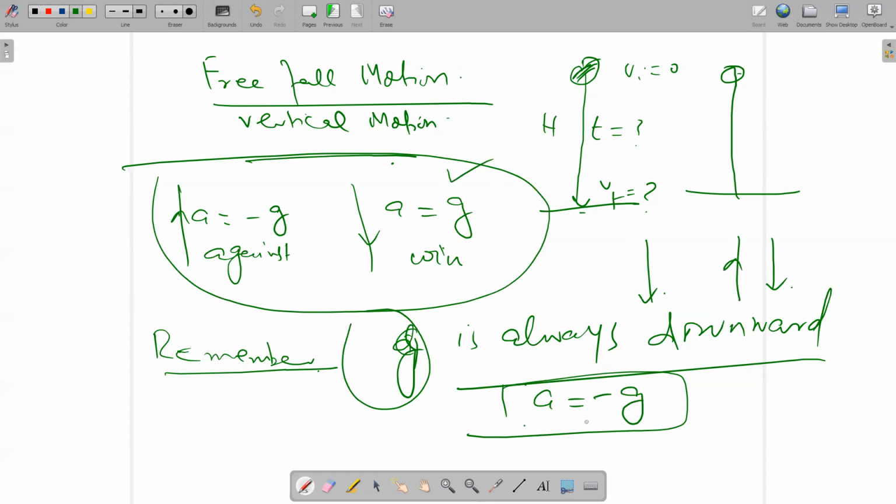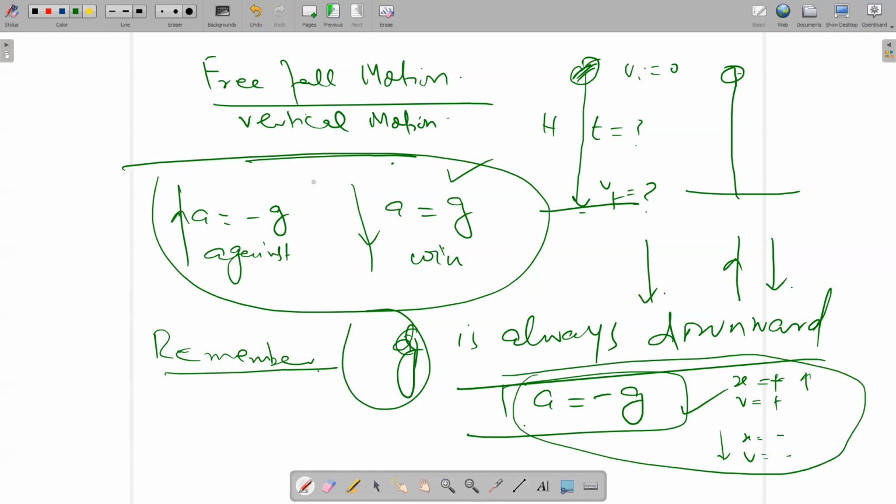If we are using this notation always, then X is taken positive in the upward direction and V is taken positive in the upward direction. And in the downward direction, X is negative and V is negative. Then we will use this concept. But you should do this job with this notation.